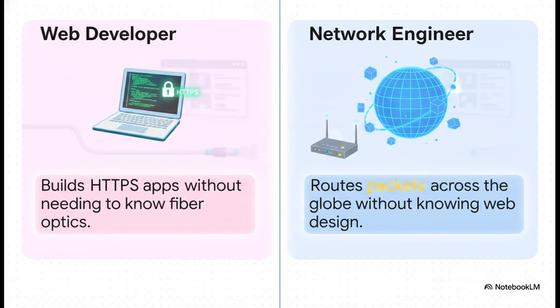And this brilliantly illustrates why this matters so much. On one side, you've got a web developer, right? They can spend their entire day building secure HTTPS applications without needing to know a single thing about how light pulses through a submarine cable at the bottom of the ocean. And on the flip side, a network engineer can expertly route IP packets all over the globe without knowing the first thing about coding an HTML button. These layers allow specialists to just focus on their specific job without accidentally breaking the entire global system.